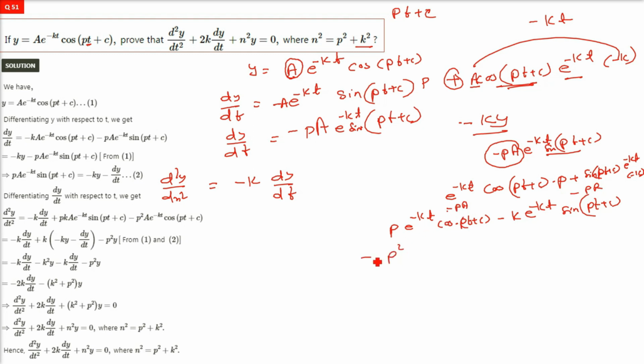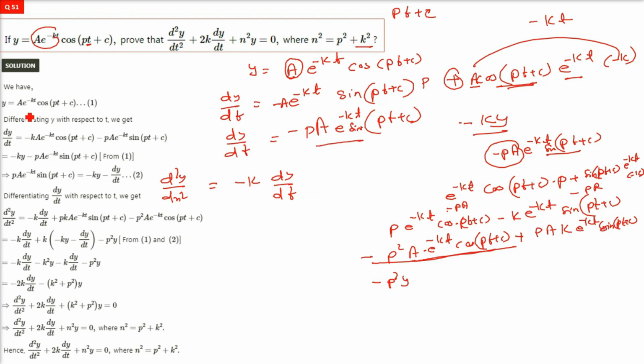It will be p minus p square. Then a was already there with multiplication, e to the minus kt cos pt plus c. Here also minus pa we have to multiply. Minus will be plus. We have pa k e to the power minus kt sine pt plus c. Right? Minus k dy by dt with this term. This is the term we got after differentiating minus pa e to the power minus kt sine pt plus c. Let us see. Minus p square y, because this whole term is as we just did few seconds ago. So this can be replaced as y.